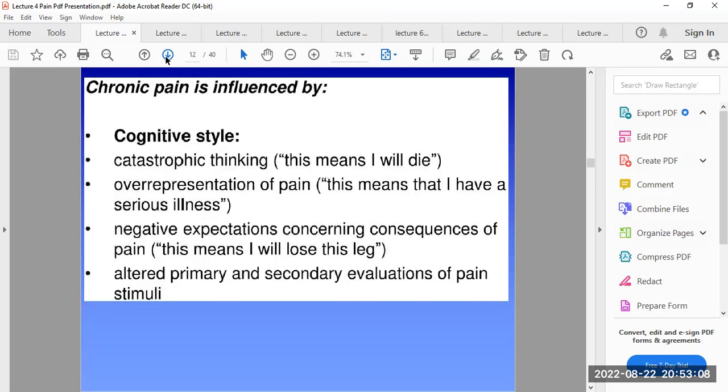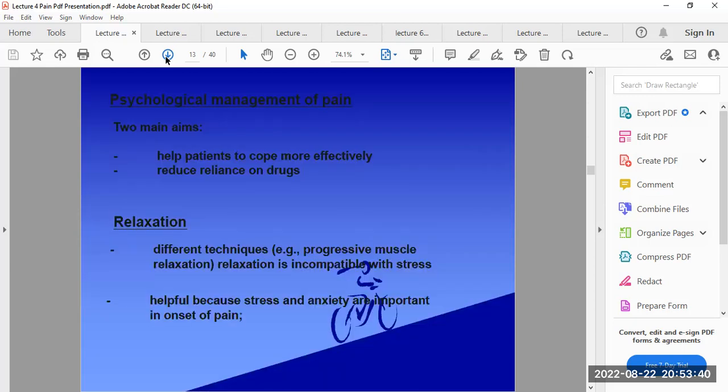cognitive style. What they call catastrophic thinking, for example, this means I'm going to die. It also influences the way we view pain or the way we feel pain. Over-representation of pain also affects it, as well as negative expectations, for example expecting that surgery is going to remove something, while religious beliefs and the story behind it also influence the way we perceive pain.